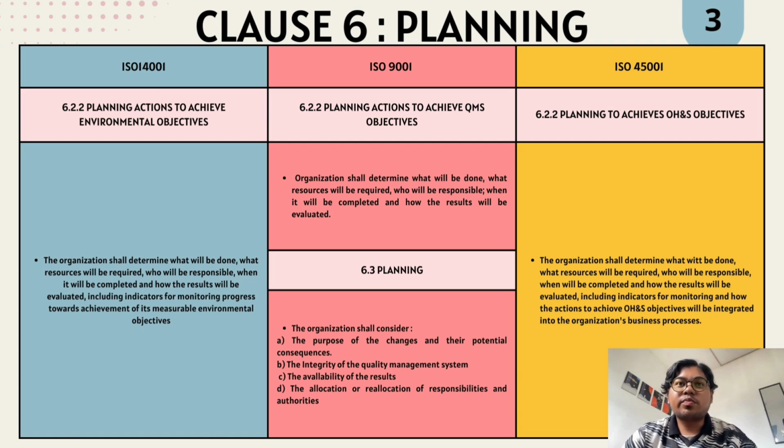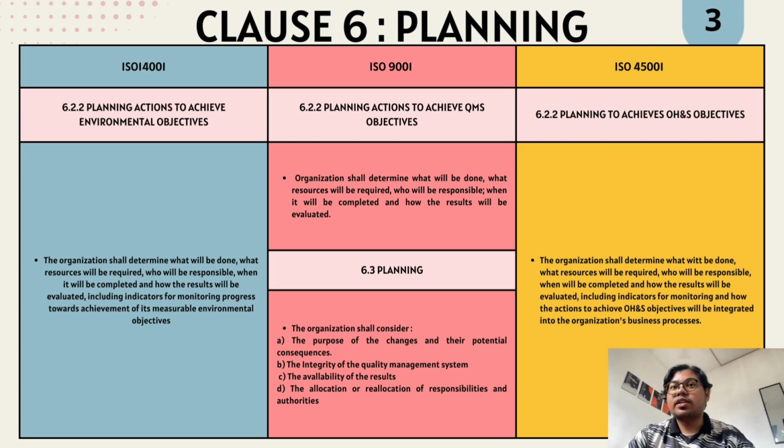So what is 6.2.2 for ISO 14001? 6.2.2 for ISO 14001 is about planning actions to achieve environmental objectives, such as the organization should determine what will be done, what resources will be required, who will be responsible, when it will be completed, and how the results will be evaluated, including the indicators for monitoring progress toward achievement of its measurable environmental objectives.